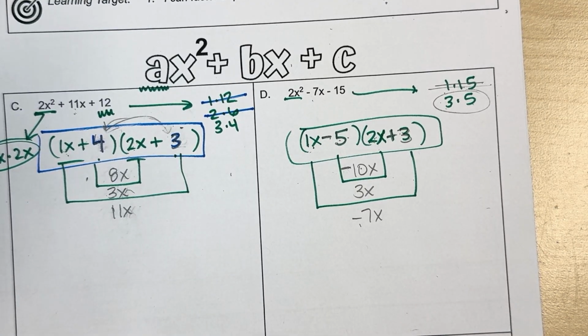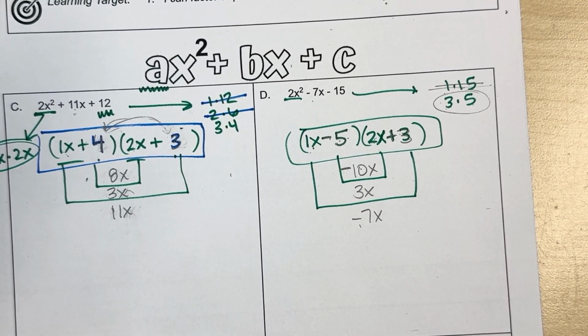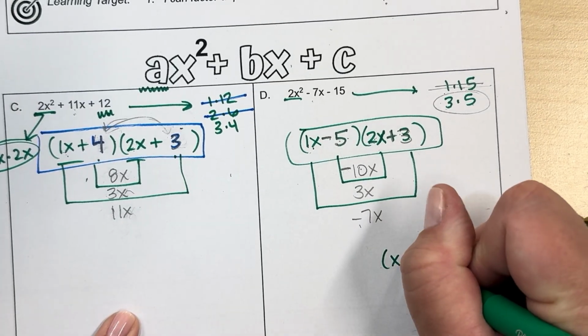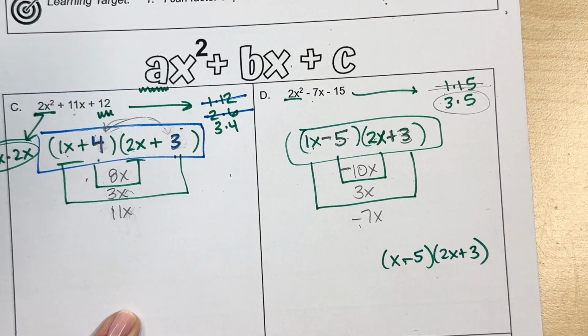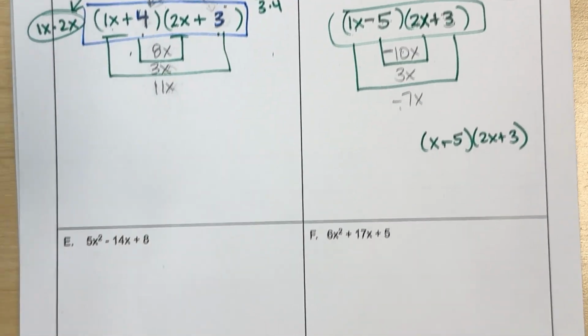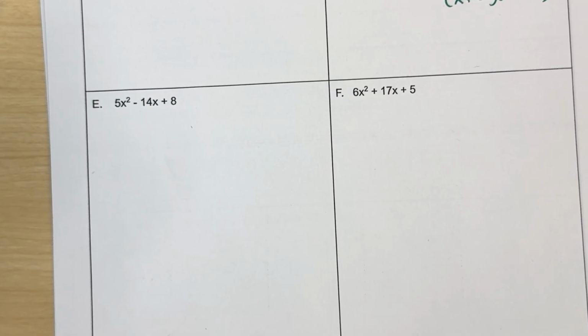Hit pause if you need to. Think about why that makes sense. Multiply it back out and check your answer. Take it off to the side and say, okay, I'm going to multiply x minus 5 times 2x plus 3 and see why that works. If you haven't tried E, hit pause and try it.